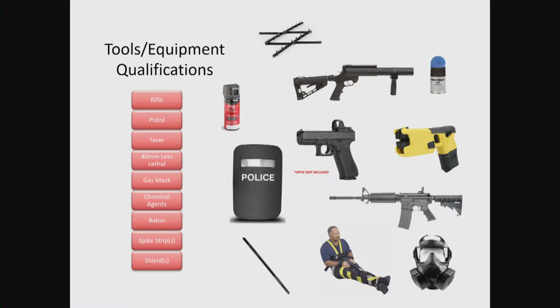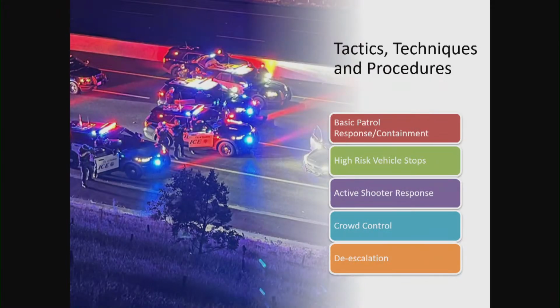And so it grows in complexity. And so we move on to tactics, techniques, and procedures. So we talk about basic patrol, response, and containment. This picture is of a high-risk vehicle stop, a multi-agency high-risk vehicle stop. This was on 101 southbound. I think it was 2 years ago.